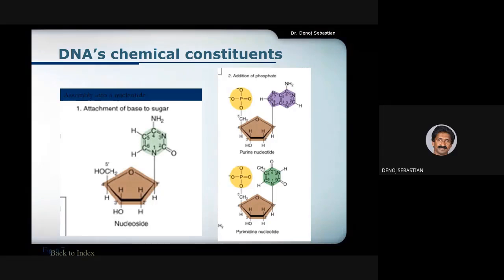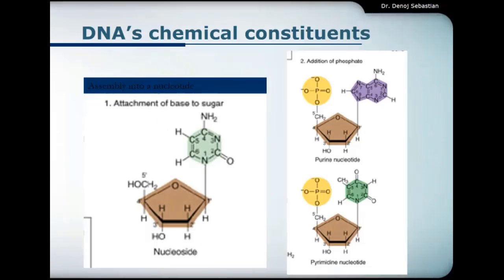Now, these are the chemical constituents, as you know. When the sugar is attached with the base, it becomes the nucleoside, which is without the phosphate, and when the phosphate group is attached to that nucleoside, it becomes the nucleotide. This is the chemical constituent that is used in case of DNA.